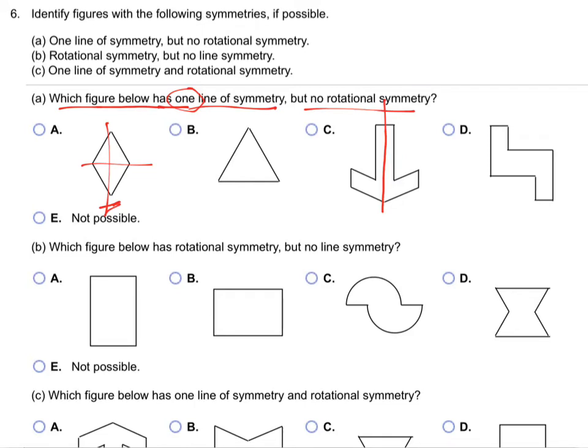B, what's wrong with B? Why is B not the answer? How many lines of symmetry does B have? Yeah, through any of the vertices. Those are all fold lines, aren't they? Right, it's got three of those.